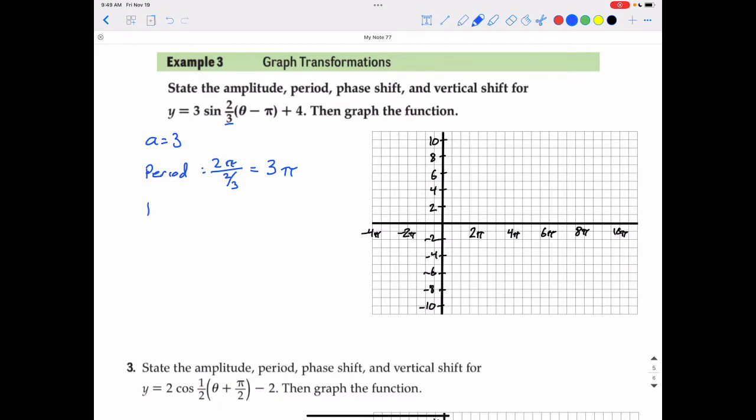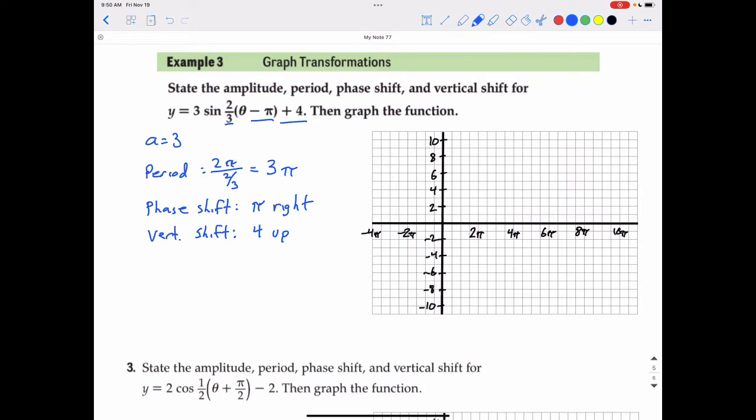The phase shift, so again, that is my horizontal shift, is going to be pi units right. And then the vertical shift, that'll be the number that is not grouped. That's at +4, so that represents 4 units up. So that's all the question asks us, and then it says to graph the function.